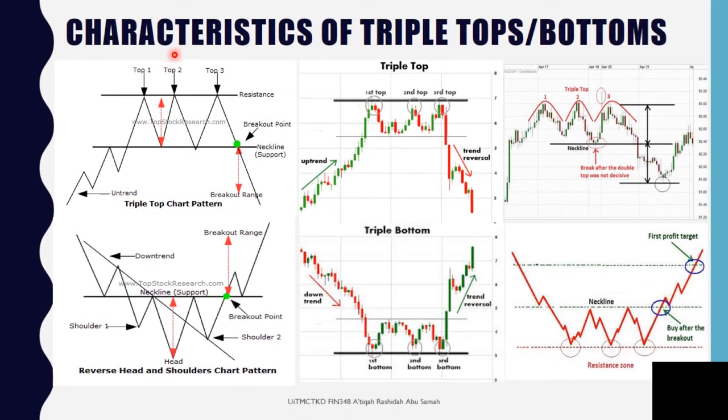Okay, so we may look into the characteristics of triple tops and triple bottoms. Again, the top point must touch the line. Touch the line, right? If the point does not touch the line, for example, this one, reverse head and shoulders, this is not a triple bottom. We call it reverse head and shoulders.